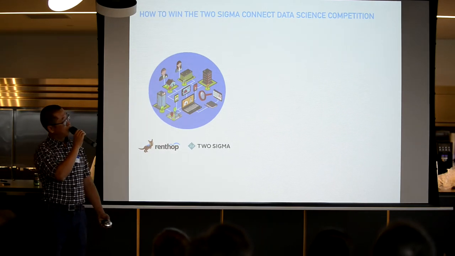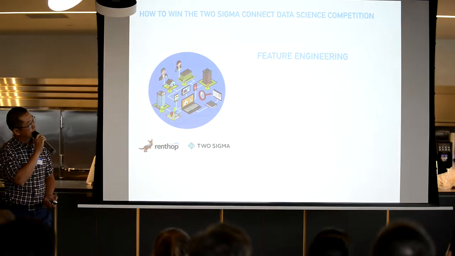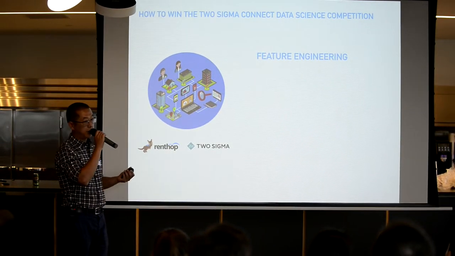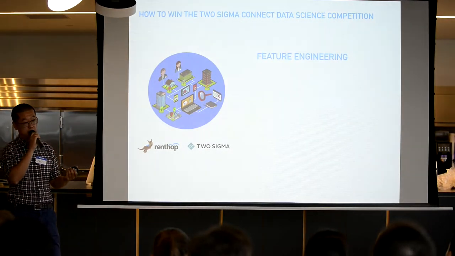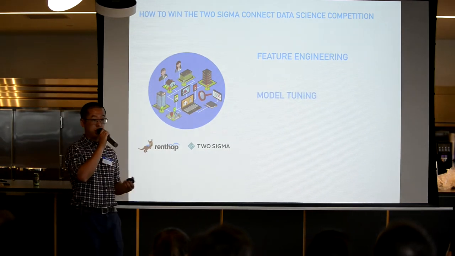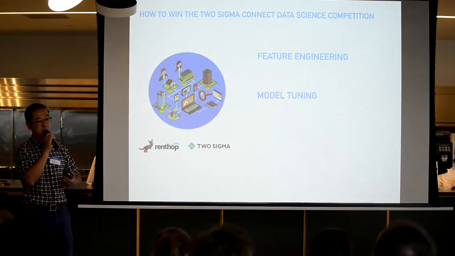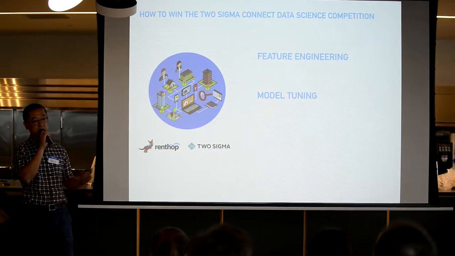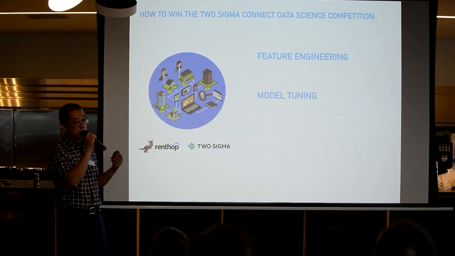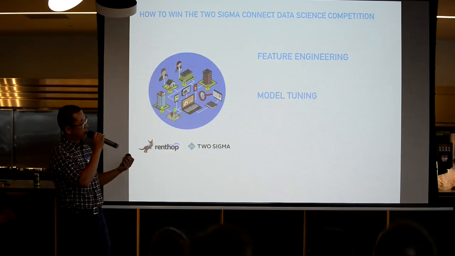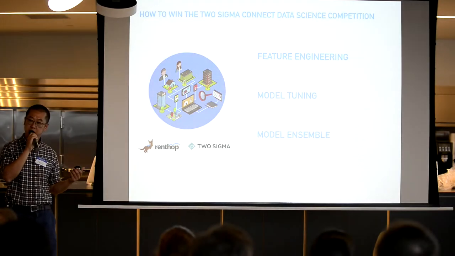In order to win a data science competition, you've got to be good at three things. First of all, feature engineering. By feature engineering, I mean we need to make the raw data consumable to the algorithms. Second, model tuning. There are tons of algorithms, and each algorithm comes with anywhere from a few to tons of parameters. Knowing those parameters and knowing how to tune them is key to getting better performance in the competition. And the third one is specifically for data science competitions.